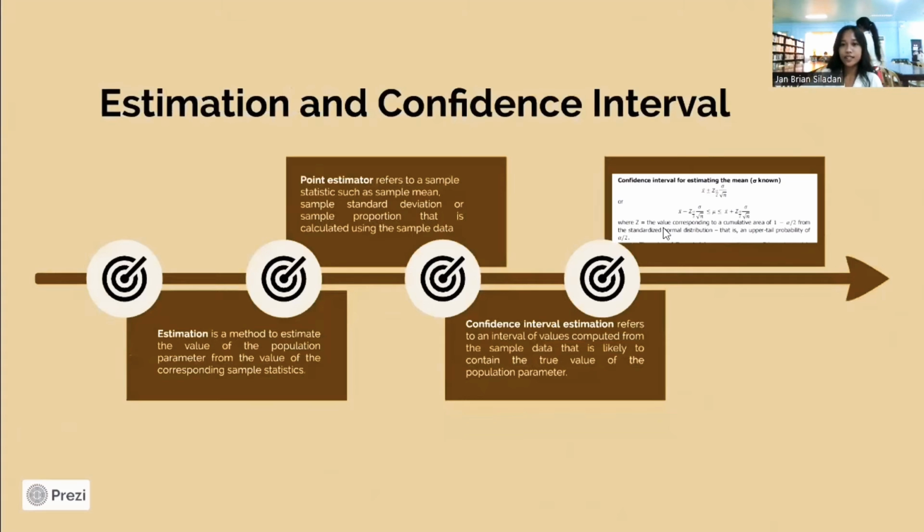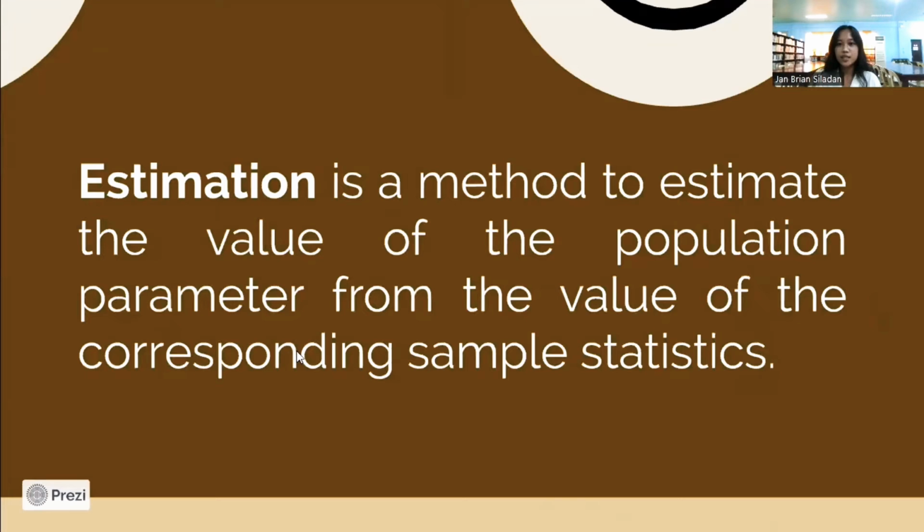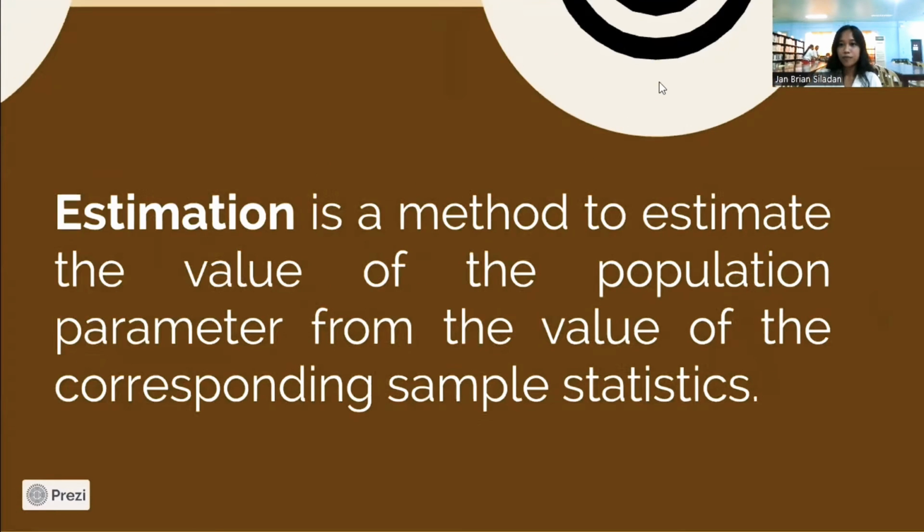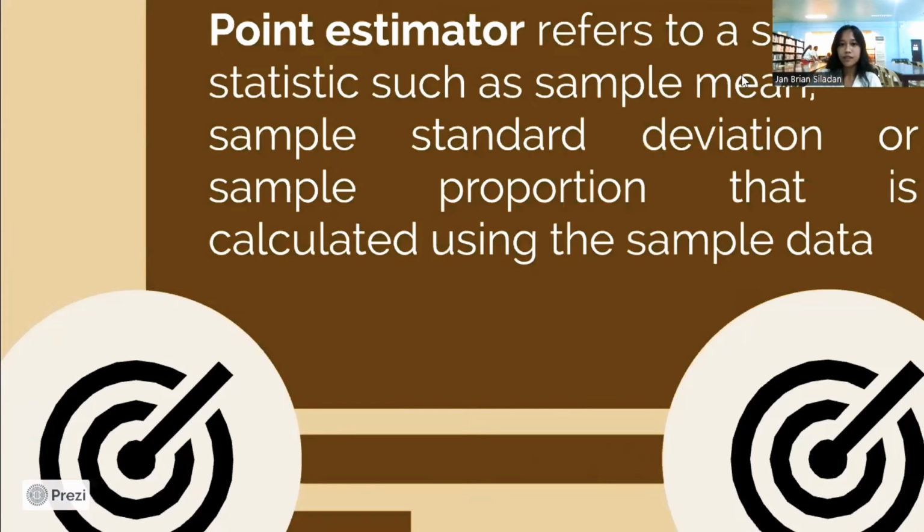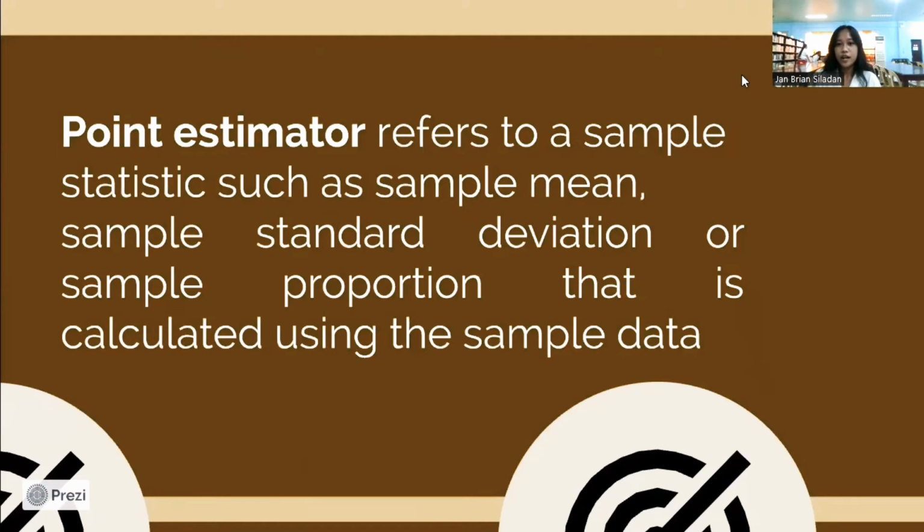Estimation and confidence interval. Estimation is a method to estimate the value of the population parameter from the value of the corresponding sample statistic. A point estimator refers to a sample statistic, such as the sample mean, sample standard deviation, or sample proportion, that is calculated using the sample data.